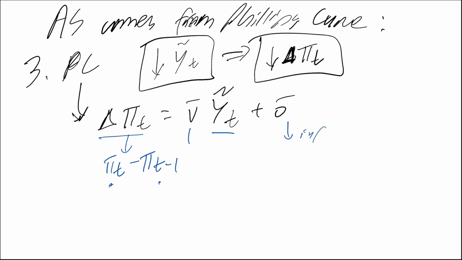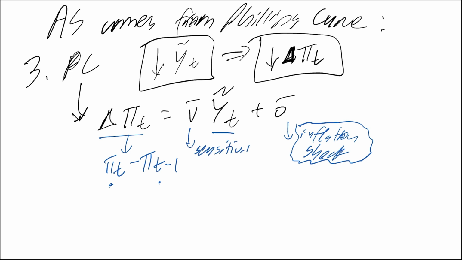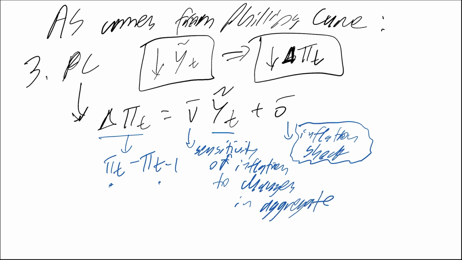Okay, this is our deviation in output again. This would be an inflation shock, which would be equal to 0 if we're in our long-run equilibrium. We could have something that's driving up costs in the economy, like maybe oil prices are going up, or maybe we have supply chain disruptions during COVID. And then this V here is going to be the sensitivity of inflation or prices to changes in aggregate demand. So that's going to tell us how sensitive firms in the economy are as they change prices.